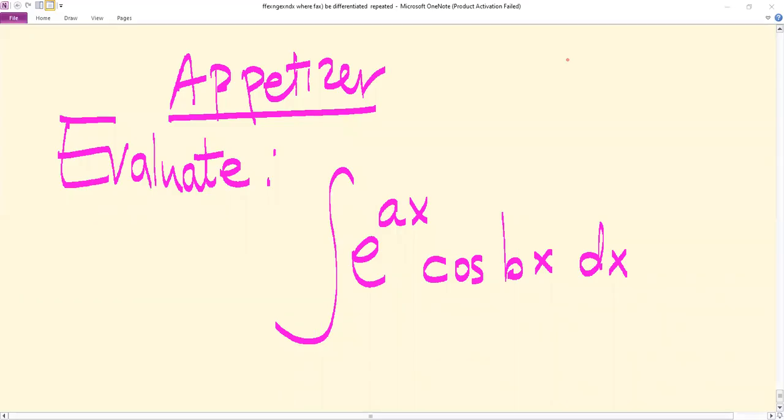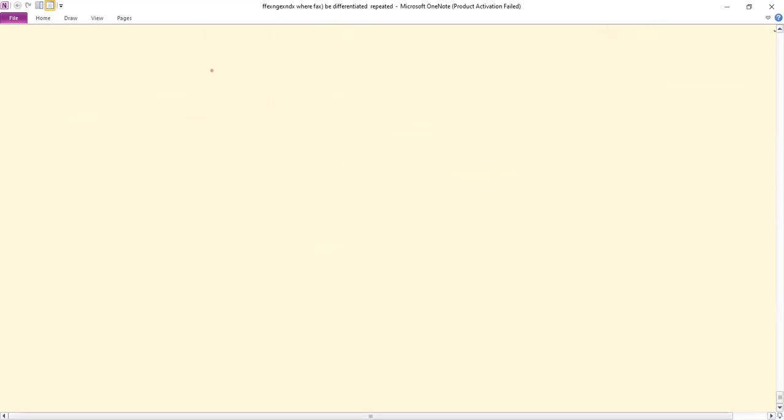Welcome to this session. In this session, we discuss a problem on integration of e raised power ax cos bx dx, where a and b are non-zero constants. Now, this is an application of the integration by parts method. So let's start the process.